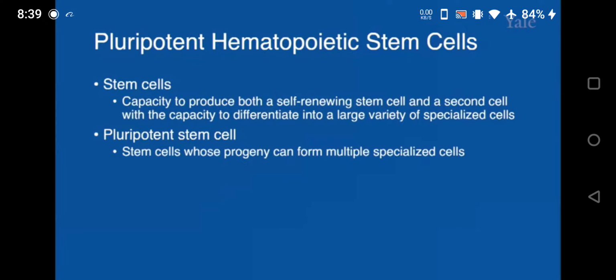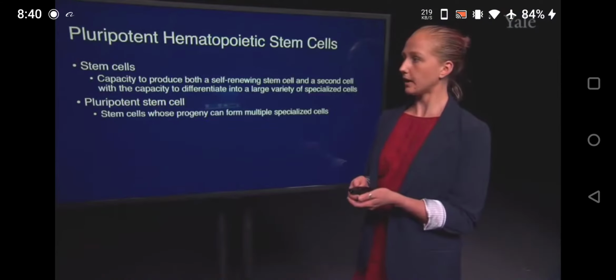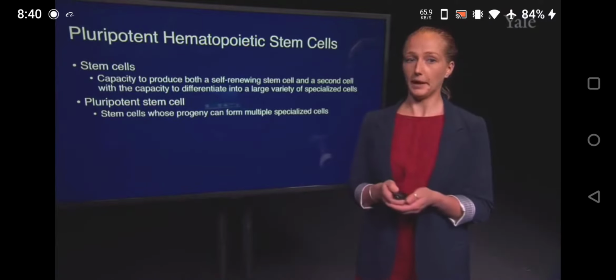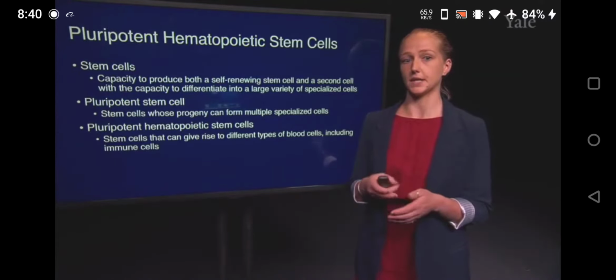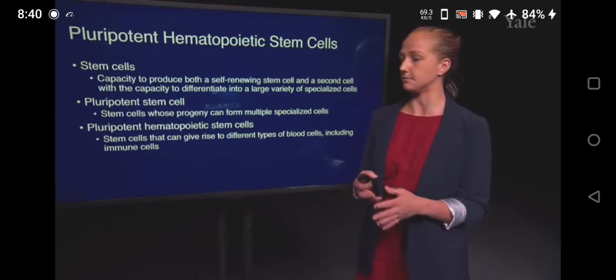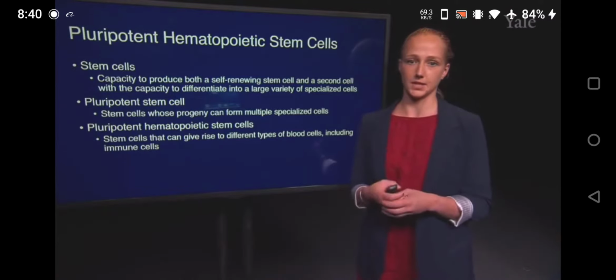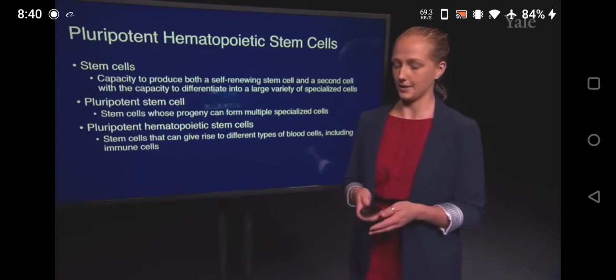So the cells that a pluripotent stem cell's progeny can make are more defined relative to a general stem cell. Now, pluripotent hematopoietic stem cells are stem cells that give rise to various different types of blood cells, including immune cells, all of which we'll be going through today.